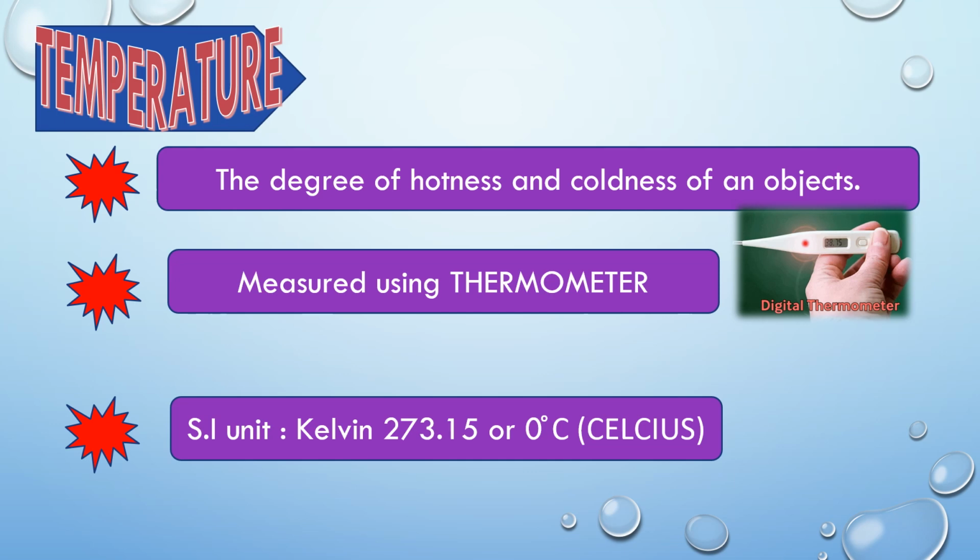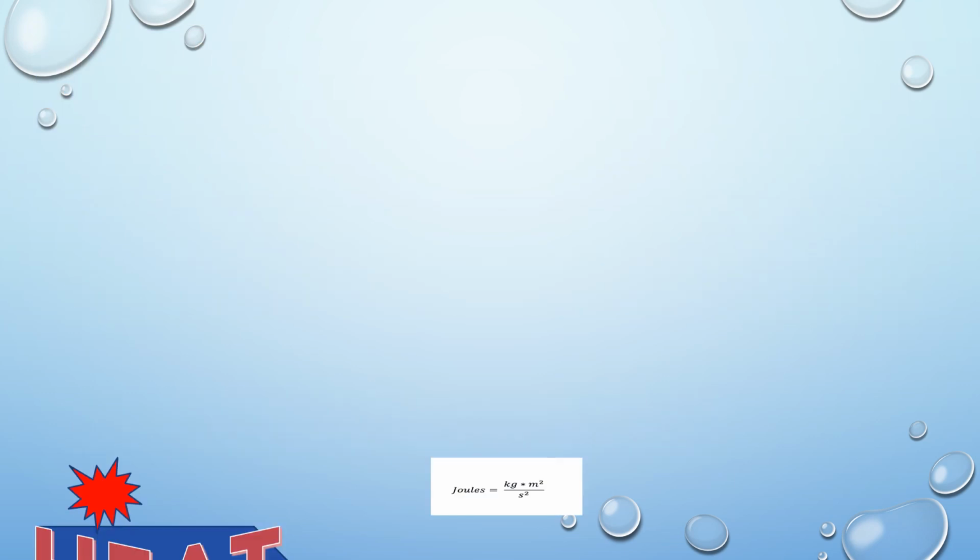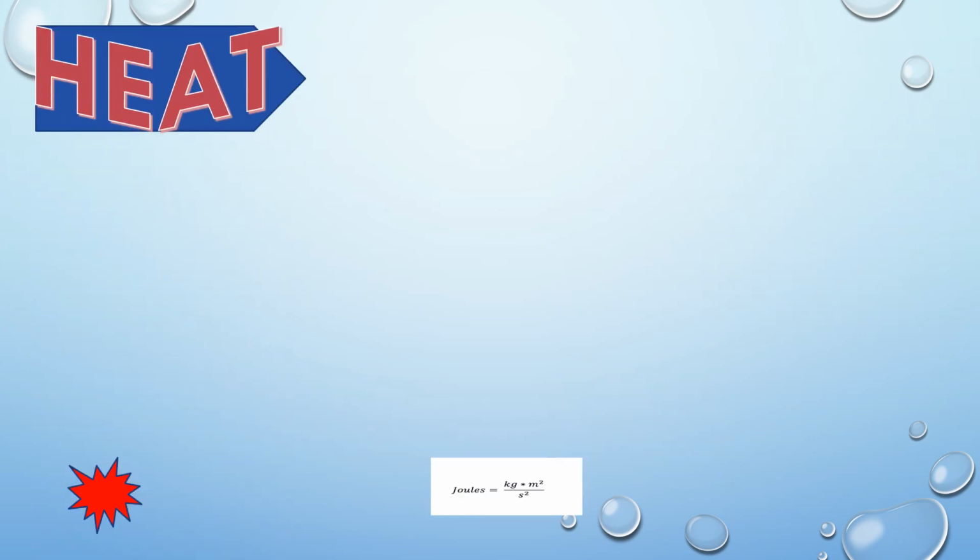Okay? Now, the SI unit, or the standard unit of temperature, is Kelvin, where 273.15 Kelvin is equivalent to 0 degrees Celsius. So that is the unit used in measuring the amount of temperature. Okay, so what about heat?